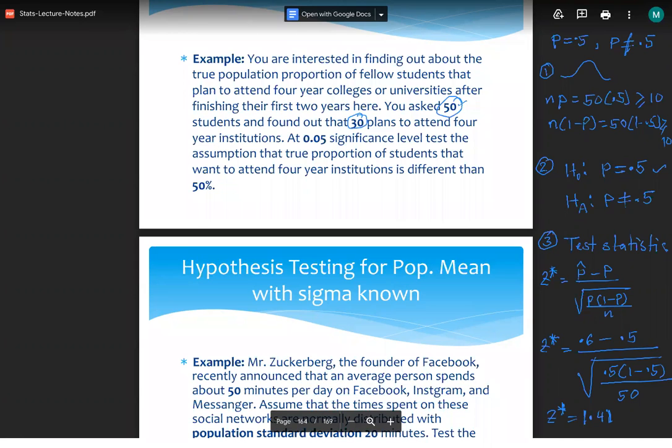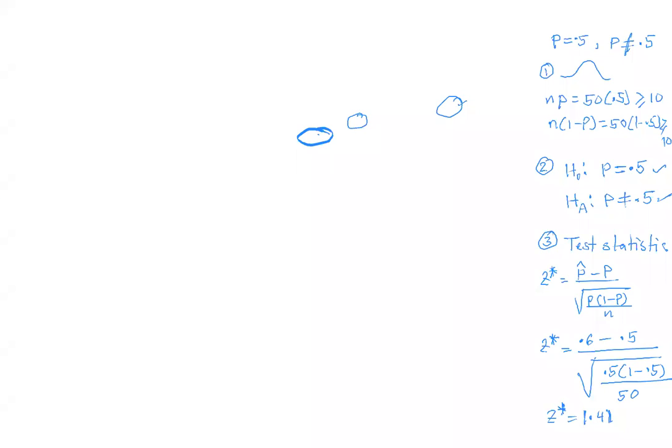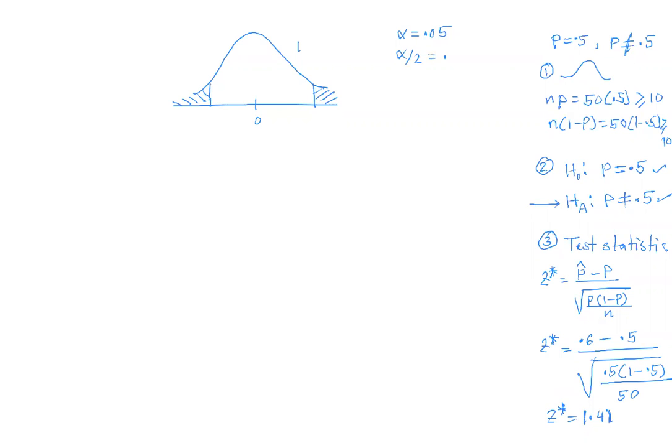Now let's go ahead and do the calculation. So remember, this is not equal to, so we need to consider both tails, and significance level is 0.05. So let's go ahead and create the bell-shaped curve. So alpha is equal to 0.05. We need to consider two tails because alternative is not equal to. So alpha over 2 is going to be 0.025.